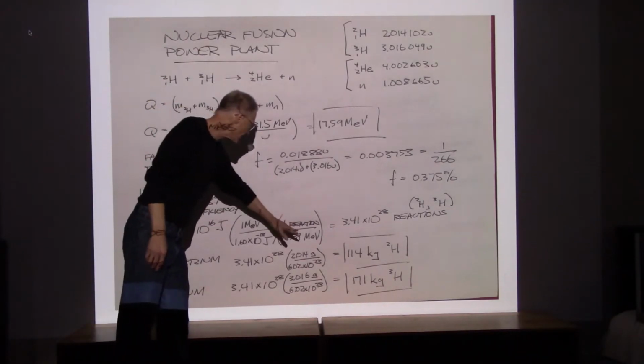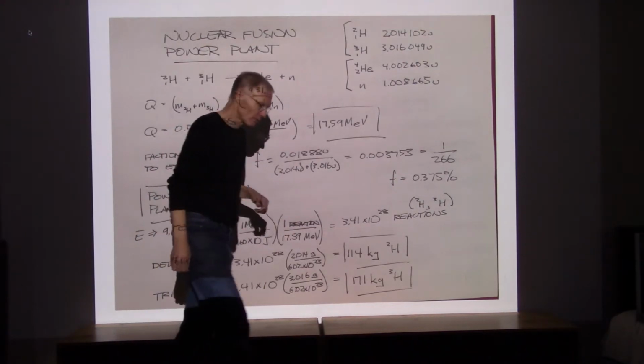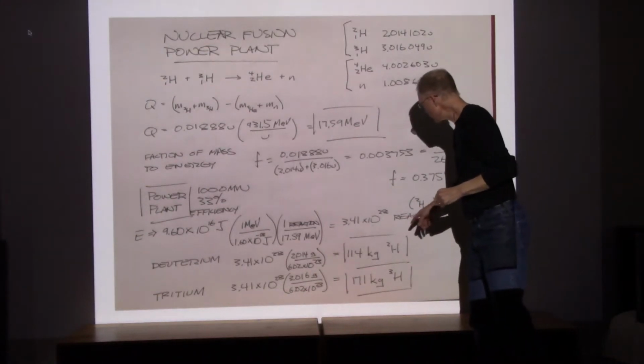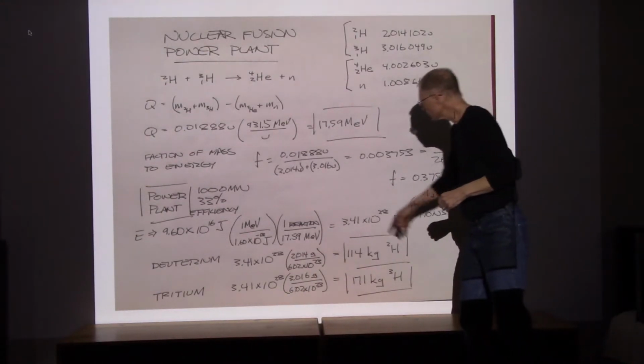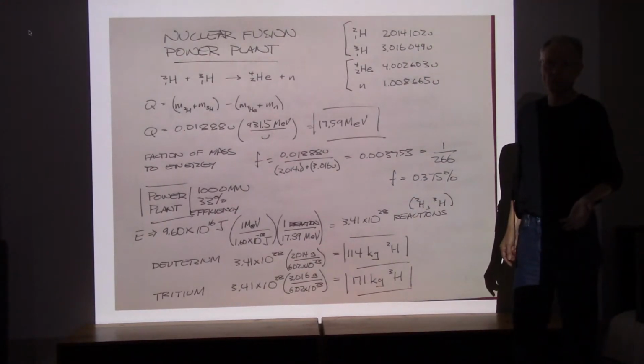So I did this. I said each time we run the reaction, that generates 17.59 MeV of thermal energy. And that means we have to run that reaction 3.41 × 10^28 times during the course of a year.